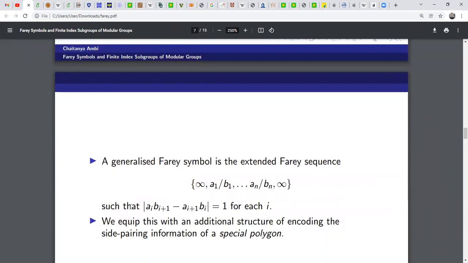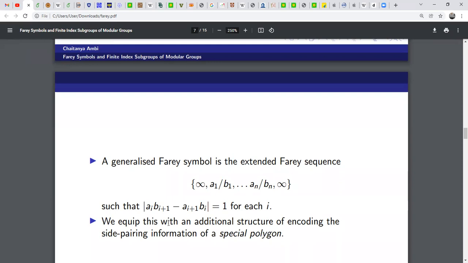Farey symbols need to be twisted a little. That is, one introduces 1 by 0 and infinity. Sorry, the first entry has to be infinity, 0 by 1, a1 by b1, an by bn, and 1 by 0. And such that ai bi plus 1 minus ai plus 1 bi equals in its absolute value 1 for each of the successive terms.